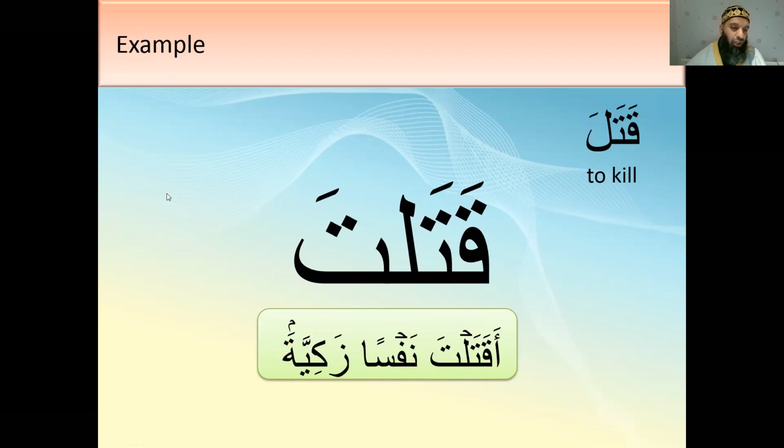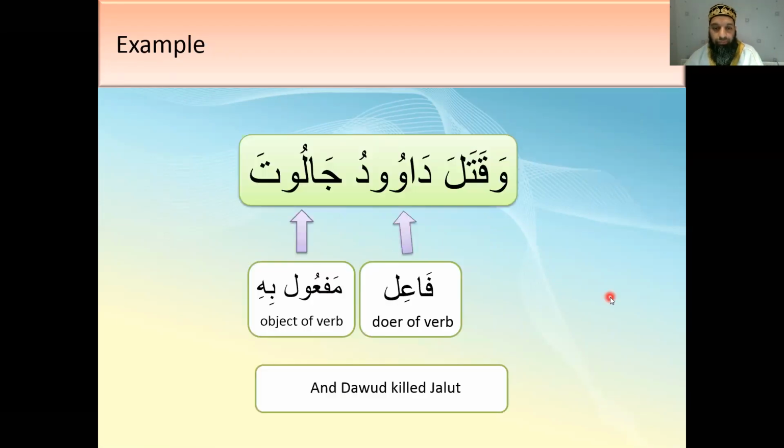Does "tu" always mean I? Yes, with a tu at the end of a verb, it always means I did that verb. So qataltu, I killed. Raja'tu, I returned. Ja'altu, I made. Sami'tu, I heard. Okay, good. All right, next one.